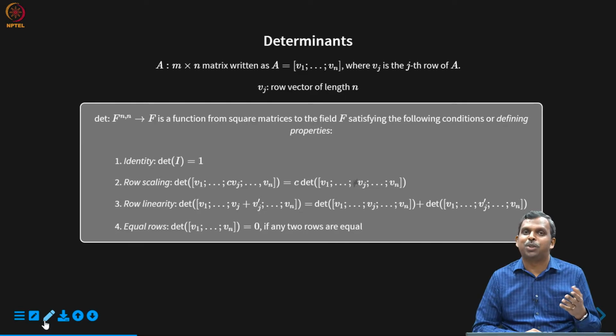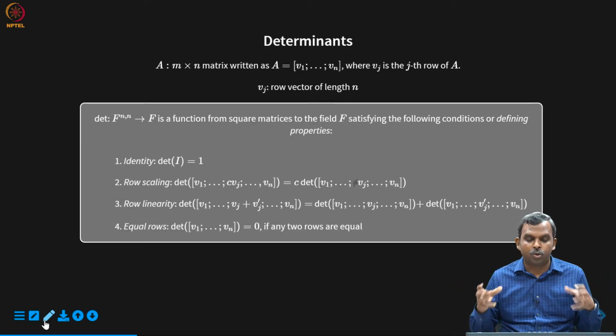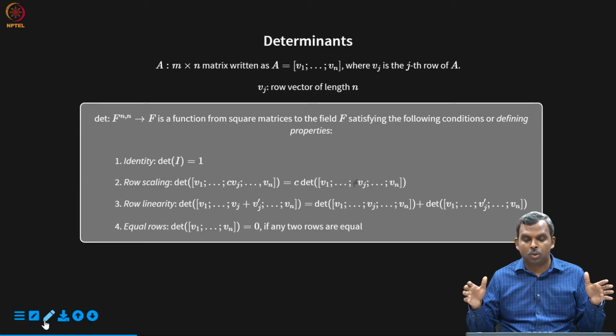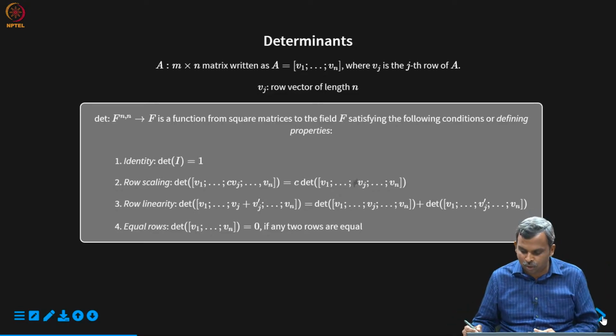So these are the properties that one needs for a function. Like I said, assuming you don't know anything about determinants, you've forgotten the formula, how do you define a determinant? A determinant is some function which satisfies these four properties. At this point in the lecture, I haven't even told you if such a function exists. So we don't know if such a function exists or not.